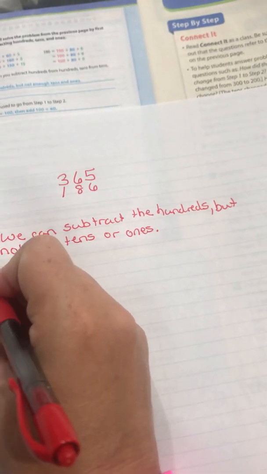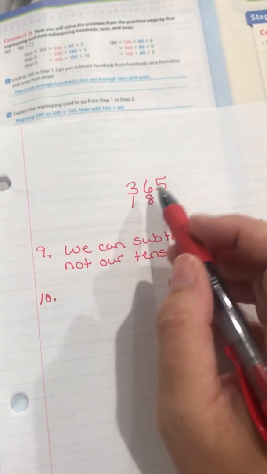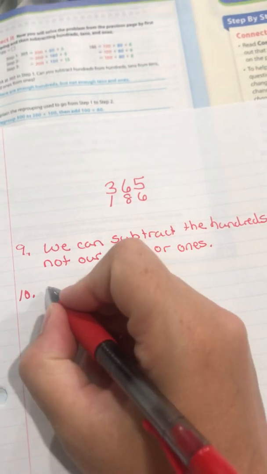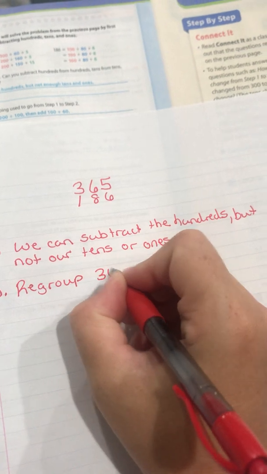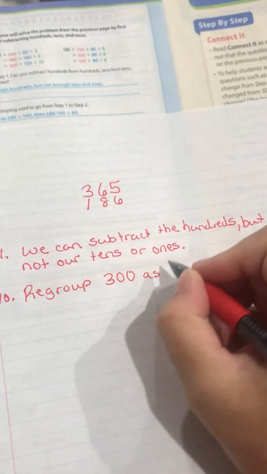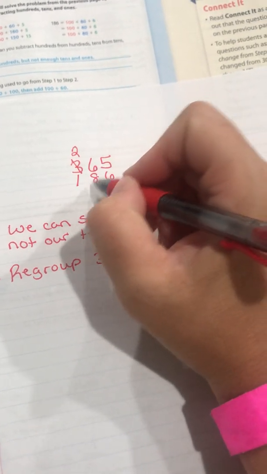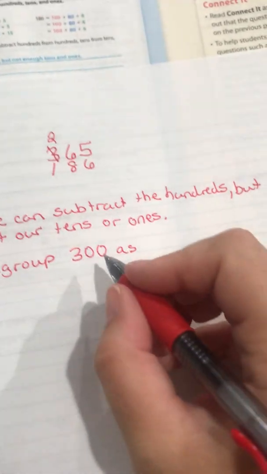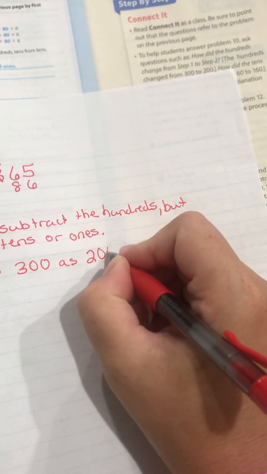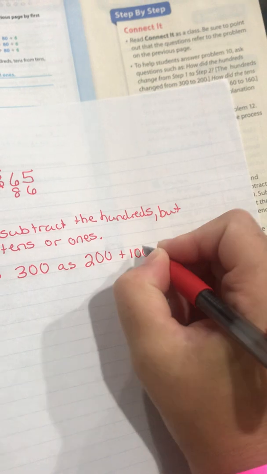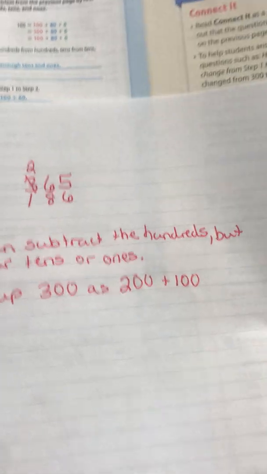So on number 10, in order for us to have enough in our tens place, we would have to mark out our 3. So we've got to regroup the 300. What happens when I borrow from this 300 is we're going to take one of those hundreds with us. So when we regroup from that 300, we're going to change it from 300 to 200, because we're taking that 100 away. So that's why we're writing that as 200.